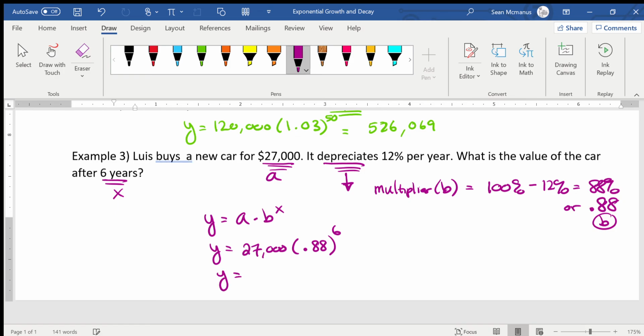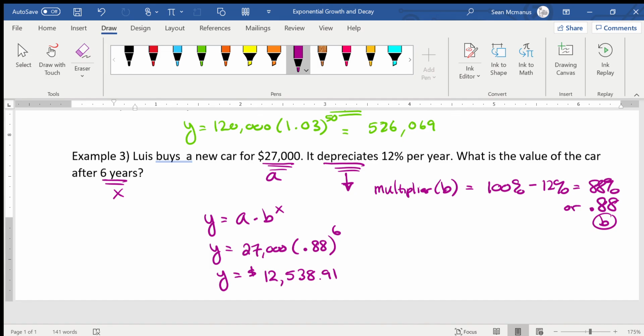Again, I have to use a calculator to do this unless I want to sit there all day. So I did it ahead of time, and I determined that Luis's car was worth $12,538.91. So you can see a car is not a very good investment. If you put all the money you have into a car, in 6 years, your car is only worth $12,000. So it's depreciated more than half in 6 years.